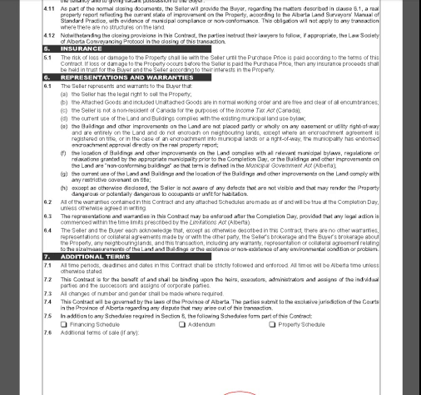Now there's a good possibility under 6.2 that there's going to be either warranties or some other schedules attached to the purchase contract, and those will all be true at completion date. Under 6.3, any of the representations and warranties in the contract may be enforced after the completion date, provided that any legal action is commenced within the time limits based on the Limitations Act here in Alberta.